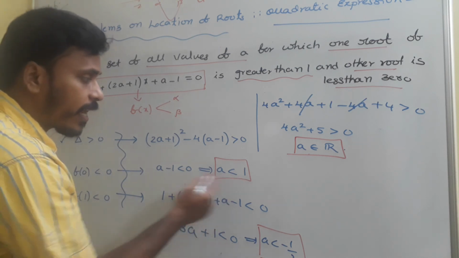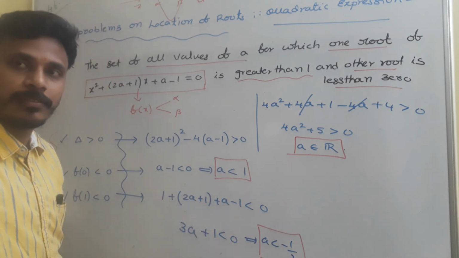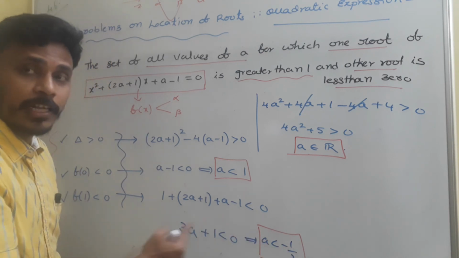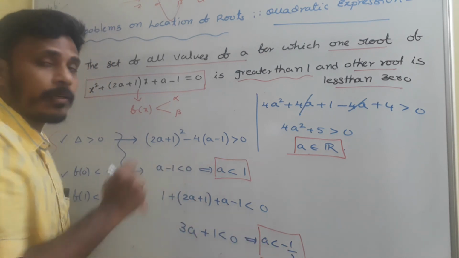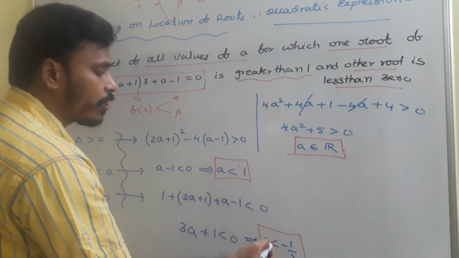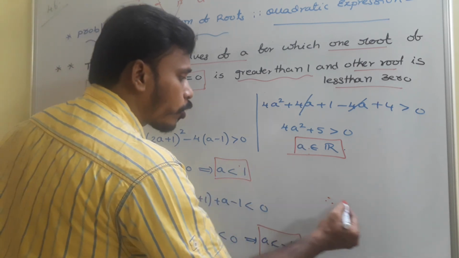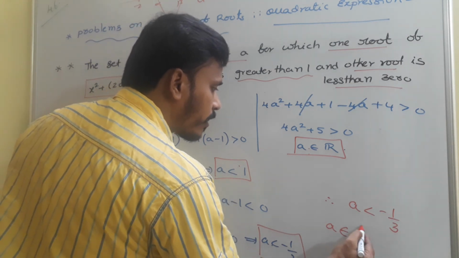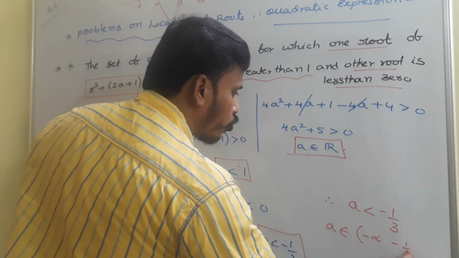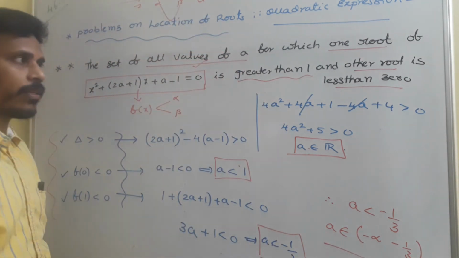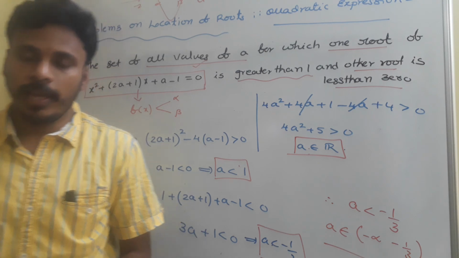See, a less than 1, a less than minus 1 by 3. When you observe these, any number which is less than minus 1 by 3 is also less than 1 and also belongs to real numbers. So when you think about these three restrictions, the final solution is that a is less than minus 1 by 3. That indicates that a belongs to minus infinity to minus 1 by 3. These are finally the values of a for this given problem. Okay, have a look.